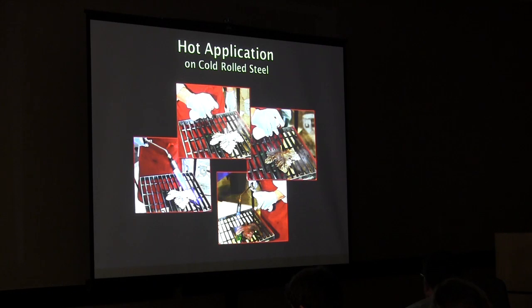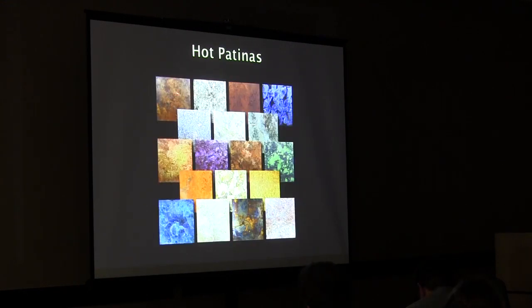But you really can't tell how beautiful it is until you put your wax or your oil or your lacquer over the top of it. That's when you see it really blossom. Here are different varieties of hot patinas, and these are all on non-ferrous metals: copper, brass, or bronze. And you can do a numerous amount of things.